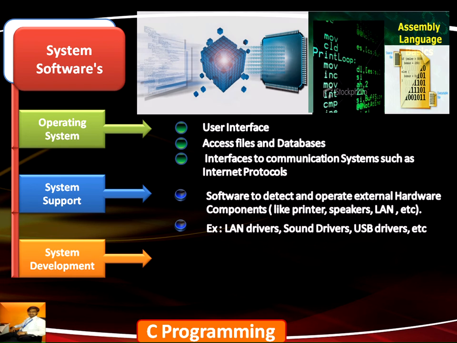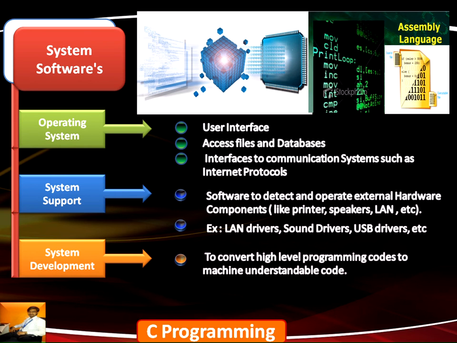Next is the system development softwares. We, the users or programmers, write a large number of programs and files which we can understand. However, the machine can understand only the instructions which are present in zeros and ones. So the system development softwares would help us in order to convert these high-level programming codes to machine understandable codes, which are purely the translators, that is, the compilers, interpreters, and assemblers.